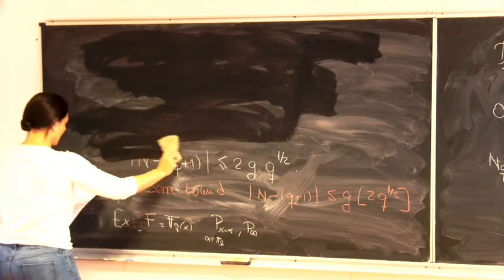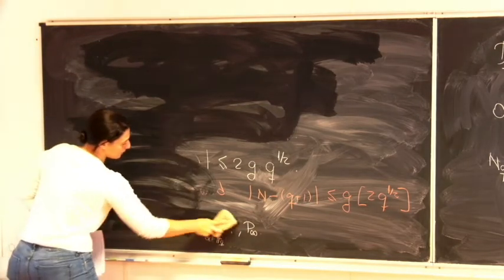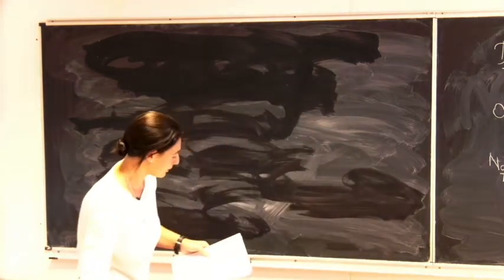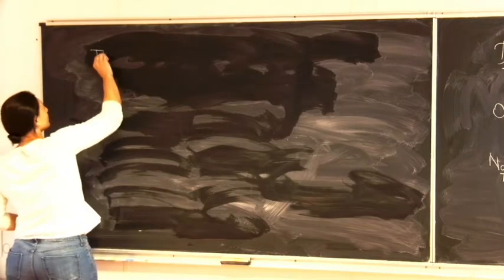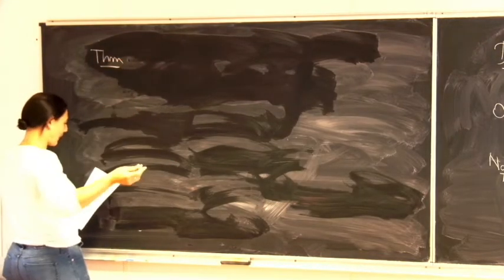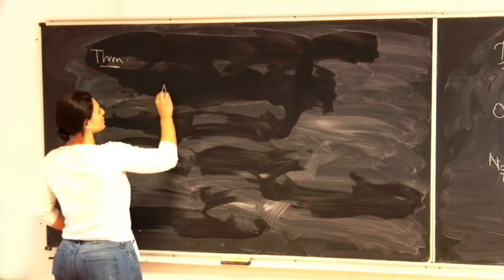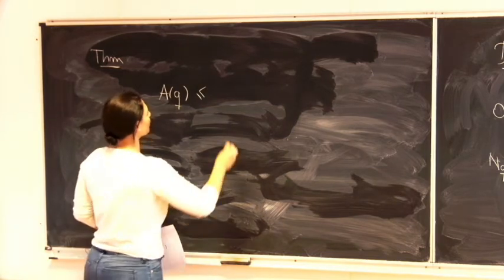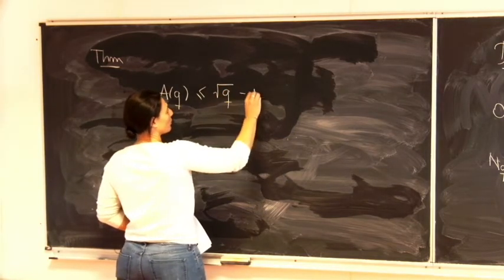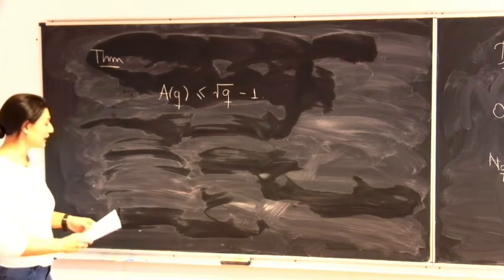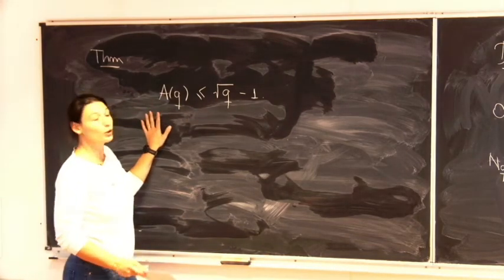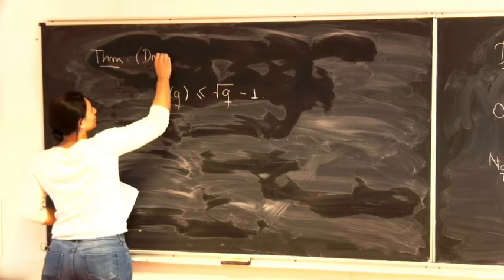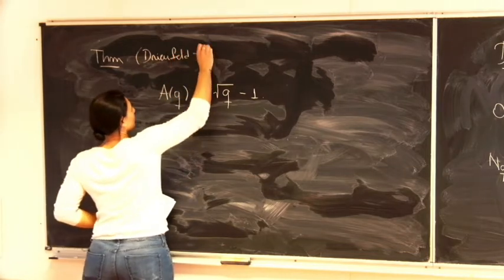And one is the bound by Drinfeld and Vladut that was also achieved by Ihara independently. The theorem is that actually that constant A of q is bounded by q to the 1/2, or square root of q, minus 1. And this holds for all q.